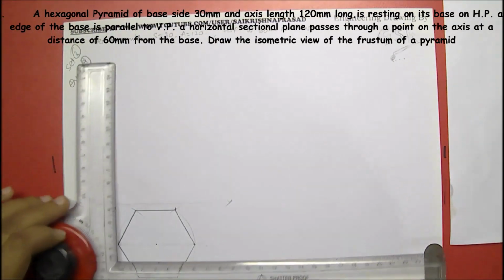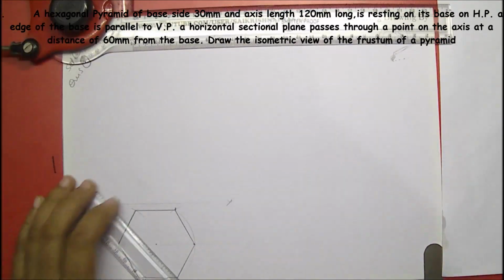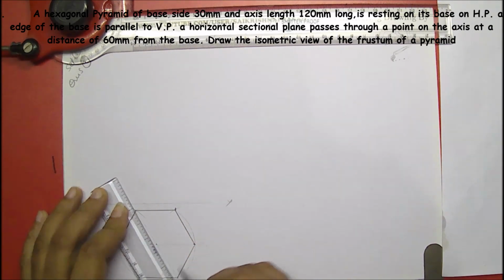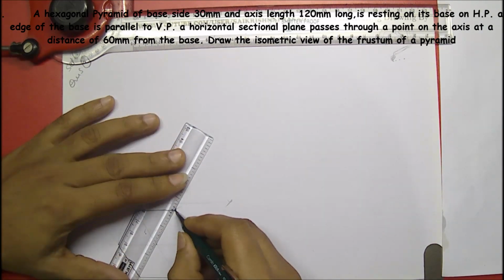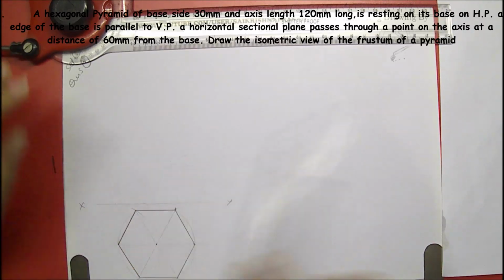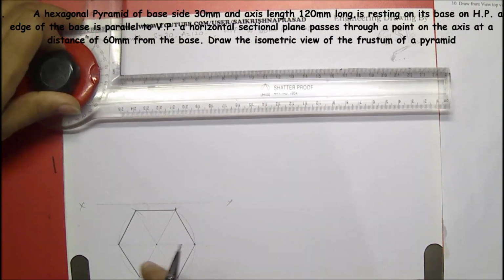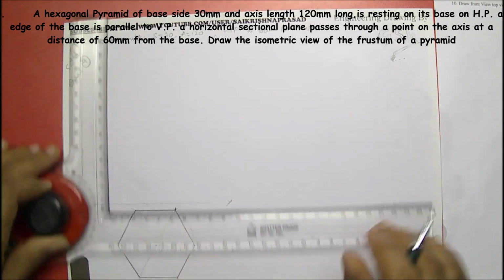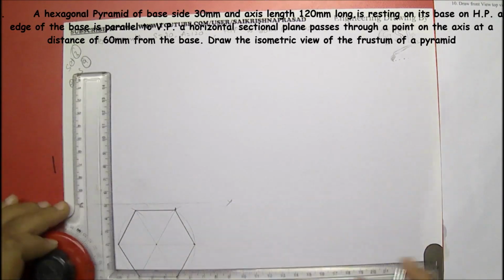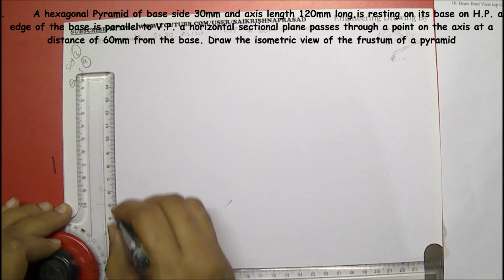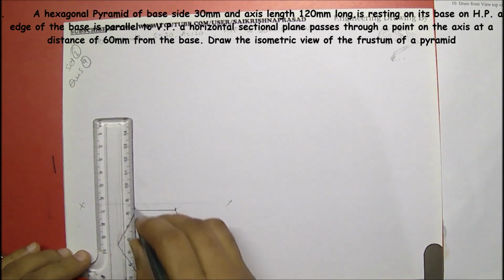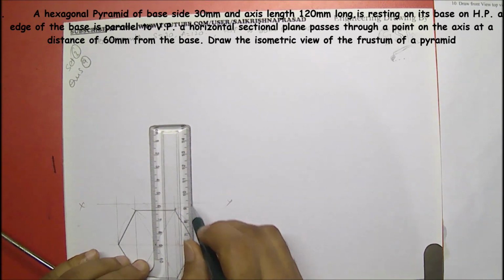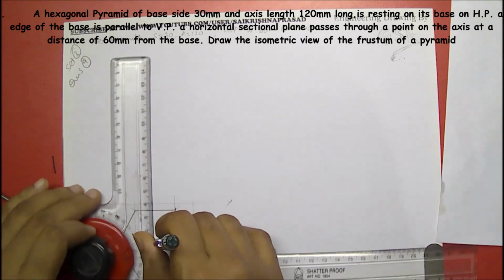Now because this is a pyramid, we have to join these corners also, but I'm joining very light because this is a frustum and it is going to be sectioned. So I don't know which part of this pyramid is going to be sectioned off. So I'll be drawing very light here. Now I'll be drawing the projectors. Because our base is resting on the HP, so I'll be drawing the projectors only up to here, this position.